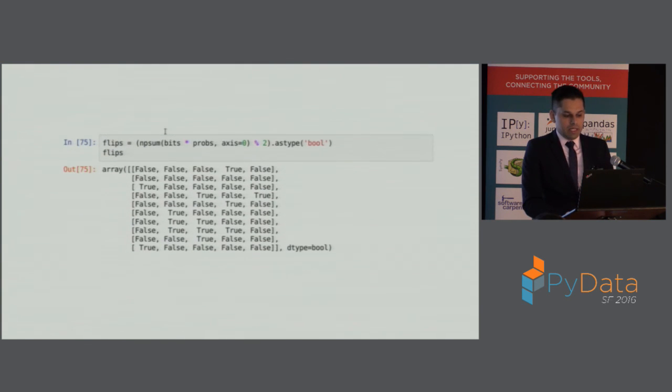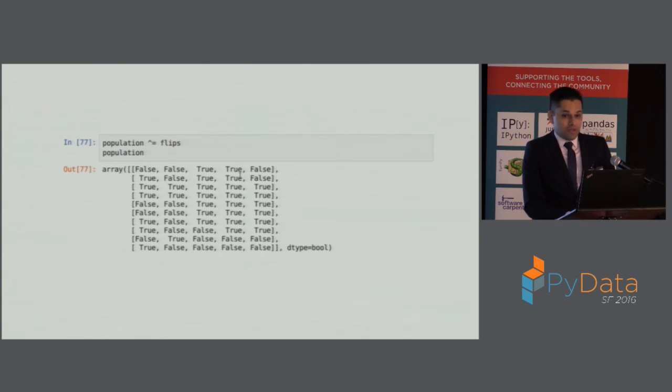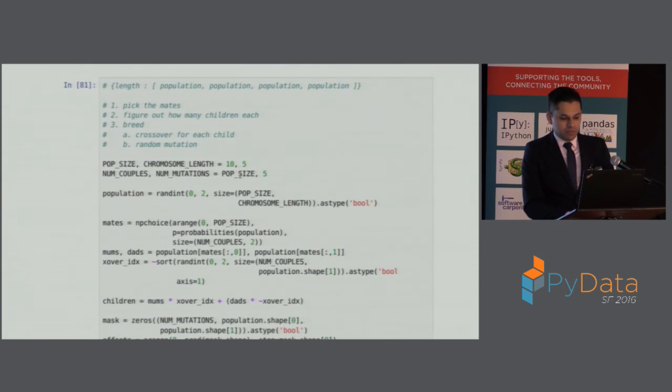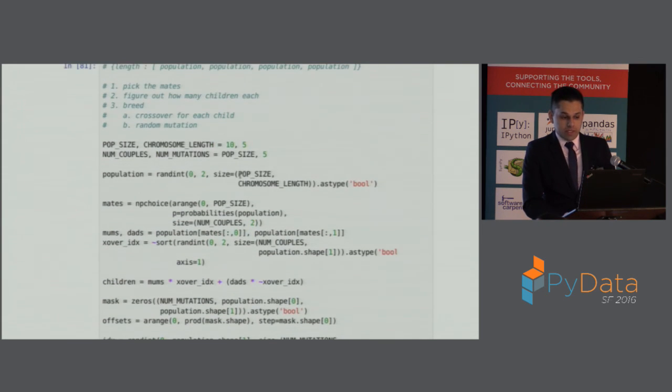And one really neat thing that I can do is, if I represent the flips, so here you can see all the bit flips I'm going to do for my population, I can actually do all the flips with a single XOR operation. And so I end up with some code that looks like this. This represents the entire process of breeding these.